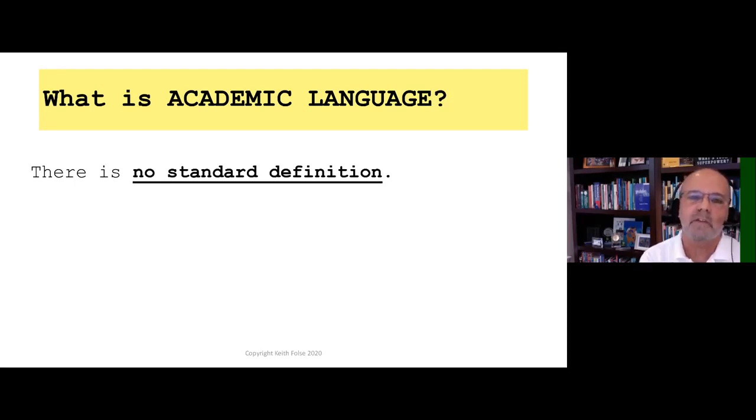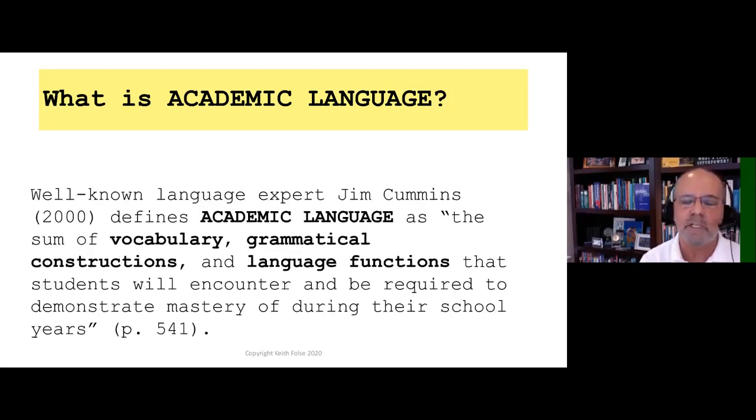It's not very clear, so I'm just going to go to one definition I found by Jim Cummins, an expert in second language learning, who defines academic language as the sum of vocabulary, grammatical constructions, and language functions that students are going to encounter in the materials that they need to function in a school setting. So we've got three things: vocabulary, grammatical constructions, and language functions. The grammar part and vocabulary part might make sense to you, but the language functions, I'm going to say what I think one of those functions might be.